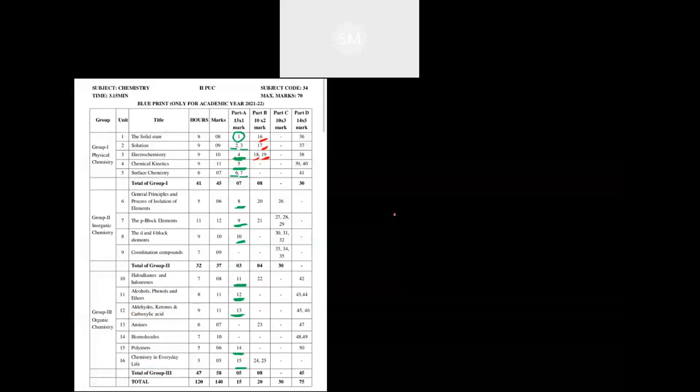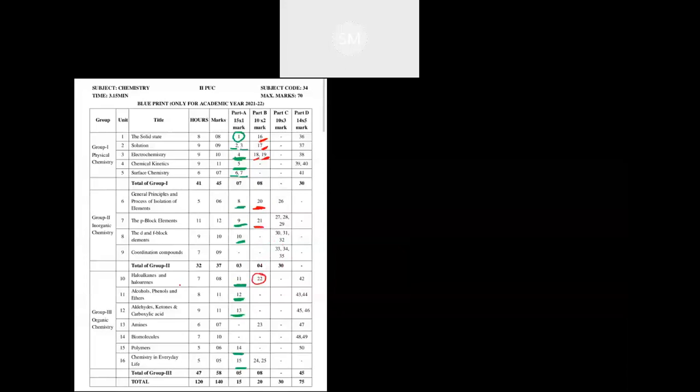Next, after that, you see chemical kinetics and surface chemistry, they are not asking for 2 marks. So that has been eliminated. General principles, they are asking for 2 marks here, the 20th question. Then p block, they will be asking for 2 marks. Then again, d and f block is not asked. Coordination is not included anywhere here, 1 mark and 2 marks, it's not asked. So you can focus on the major 3 mark question here. That's later. Okay, now we'll go for next.